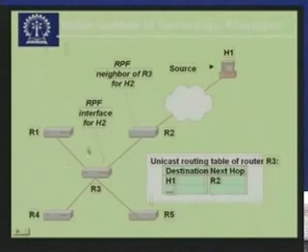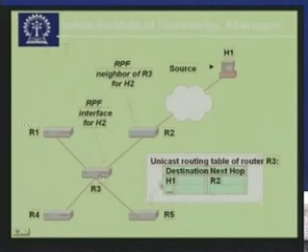Say this is an example. Suppose H1 is the source, and we look at the RPF neighbor of R3. This is R3. So this is R4, R1, R4, R5. Now from these, when they try to reach H1, they go from R3 to R2 along the path to H1. So R2 is the RPF neighbor of R3.